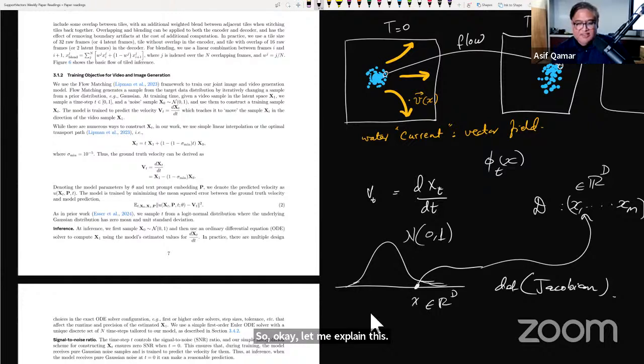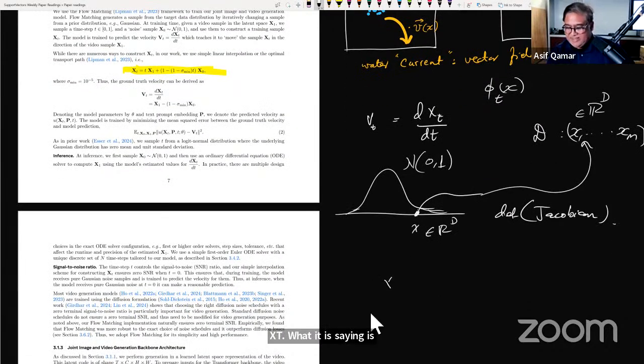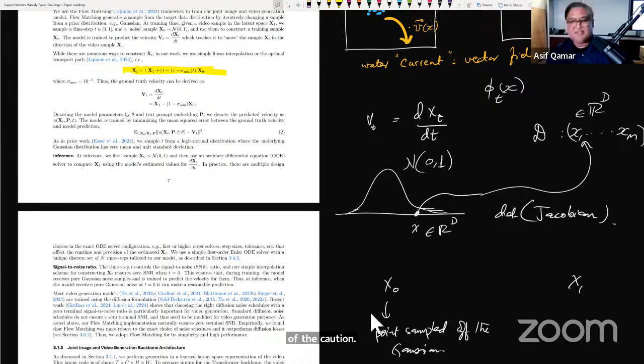See, guys, let's focus on this equation. Xt. What it is saying is, suppose my starting position is x0, which is basically your noise, sampled from the Gaussian. And let's say that the final position is this, the actual image, some good image.